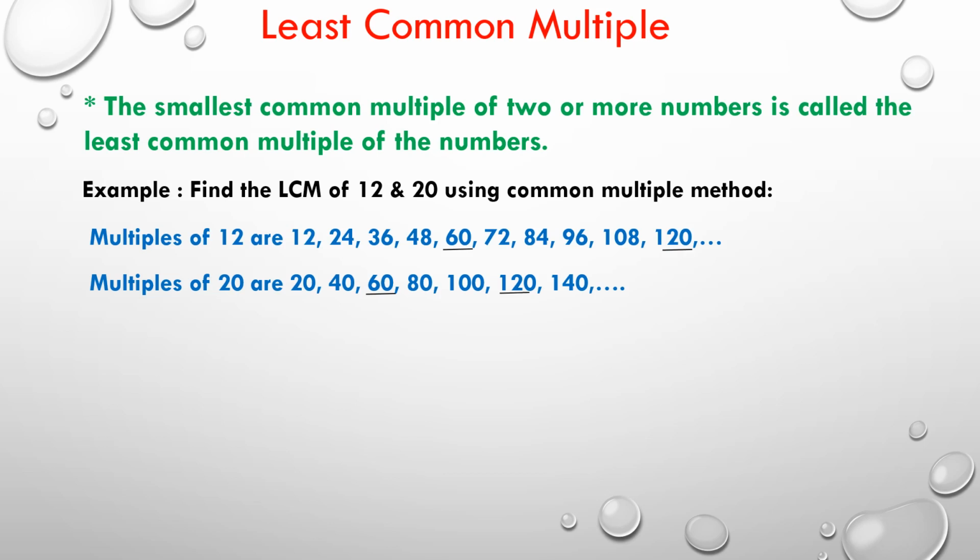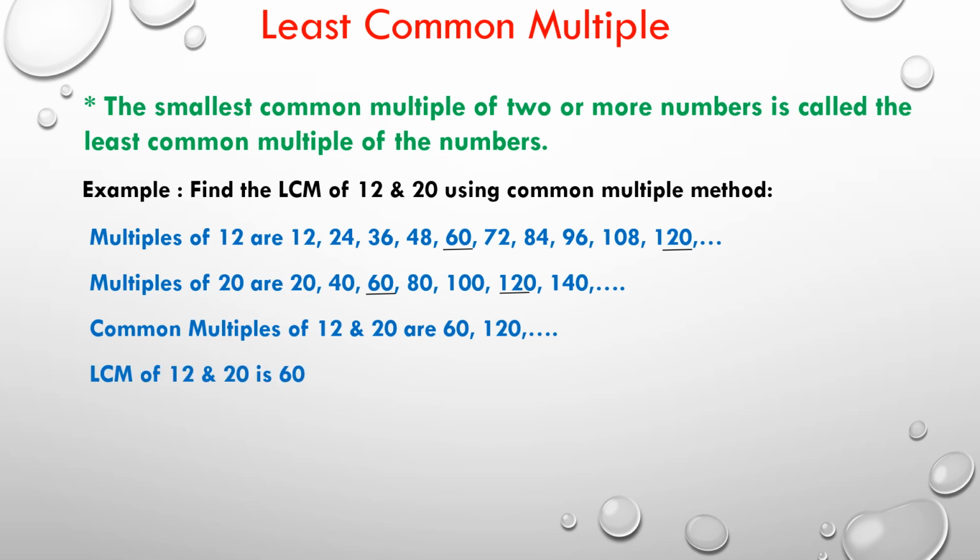But what do I need to find out here? I need to find the LCM, least common multiple. That means the smallest common multiple of 12 and 20. So what is the smallest common multiple of 12 and 20? Yes, it is 60. So I can say the LCM of 12 and 20 is 60.